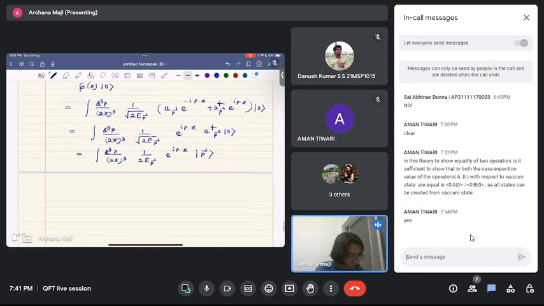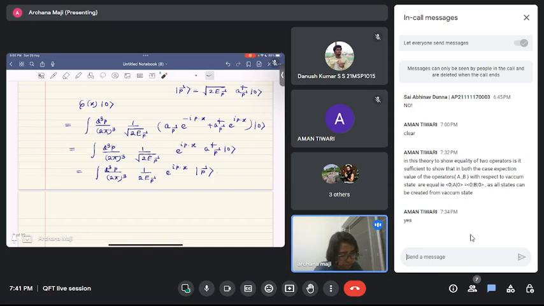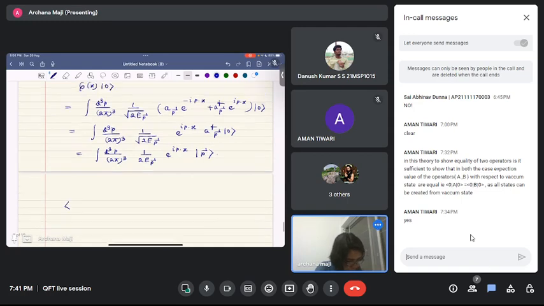And now, what does this mean? It means you have created a particle at location x. This will be clearer if you take the inner product with the momentum state, let's say p prime. You will get what you get in quantum mechanics. So let me just do that and then it will be clearer.